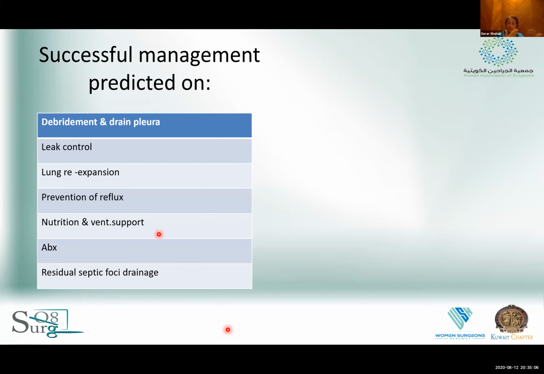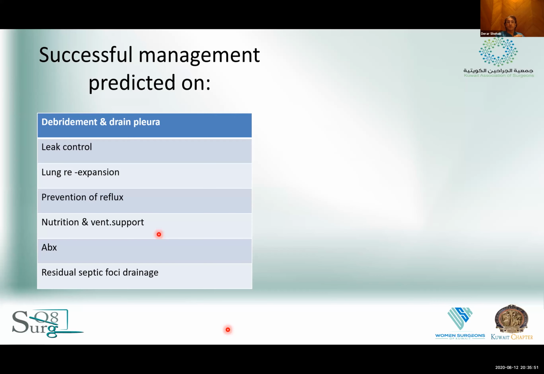A proper lung re-expansion after decortication is very important for ventilatory support and for the healing of the perforation, because we are expecting that the lung will adhere to the perforation site. It's very important to ensure good nutrition and ventilatory support with the broad spectrum antibiotics. It's also important, if you have this kind of patient with perforation, to follow those patients closely and not miss a residual septic focus after the procedure.